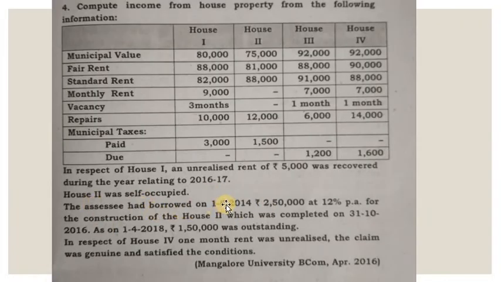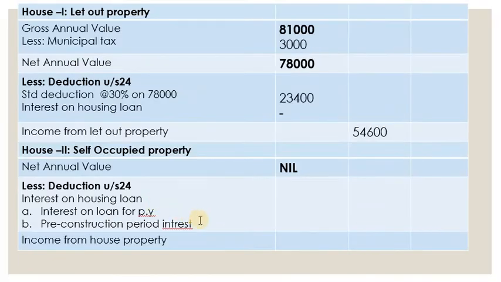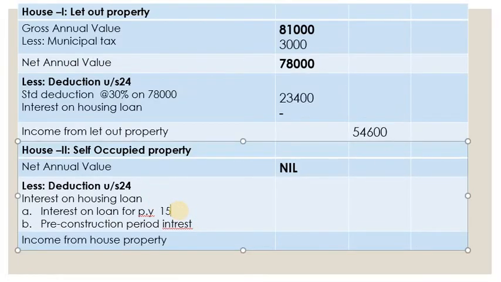So the assessee had borrowed on 1/8/2014 2,50,000 at 12% per annum for the construction of house 2. So this is the self-occupied house property. For that house he has taken the loan, which was completed on 31/10/2016. As on 1/4/2018, 1,50,000 was outstanding. So the outstanding amount is 1,50,000. So directly you can calculate here 1,50,000 into 12%. How much will it become? It is 18,000. See, for self-occupied property, only interest can be deducted.